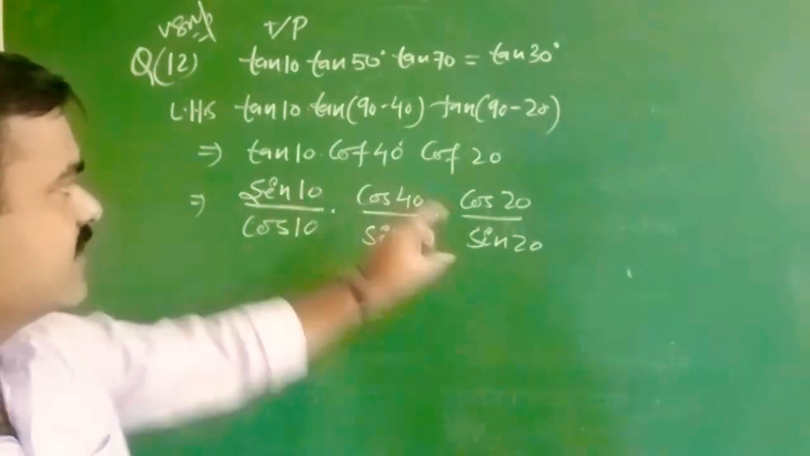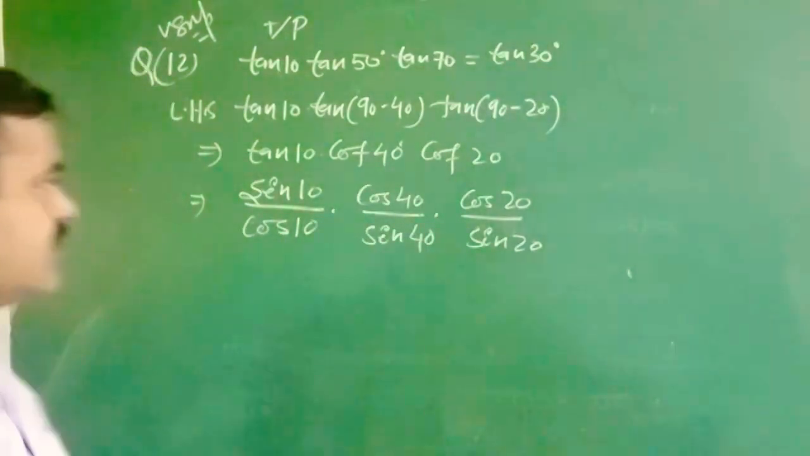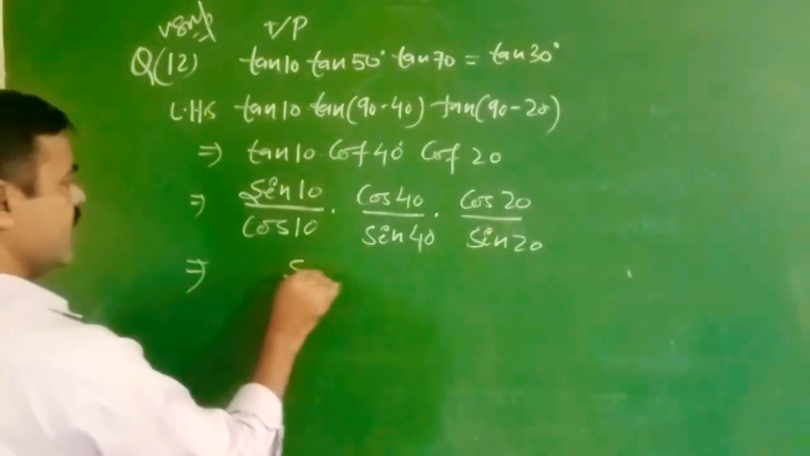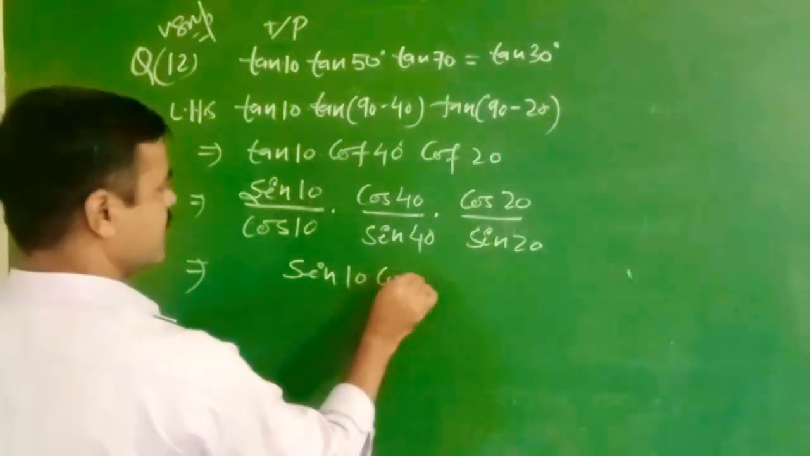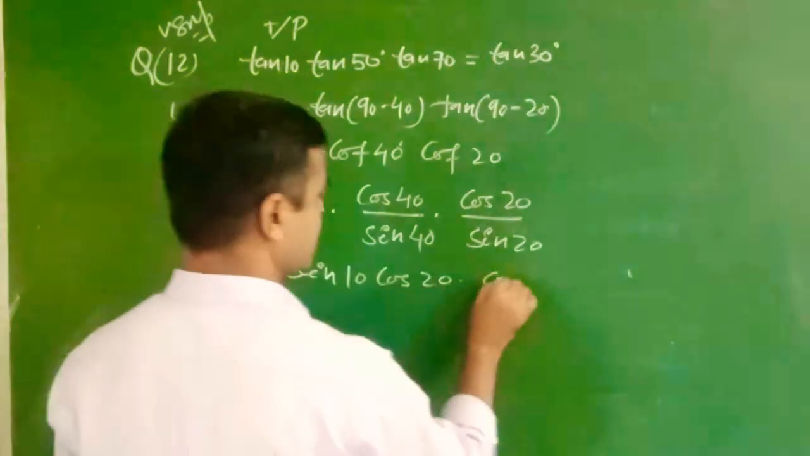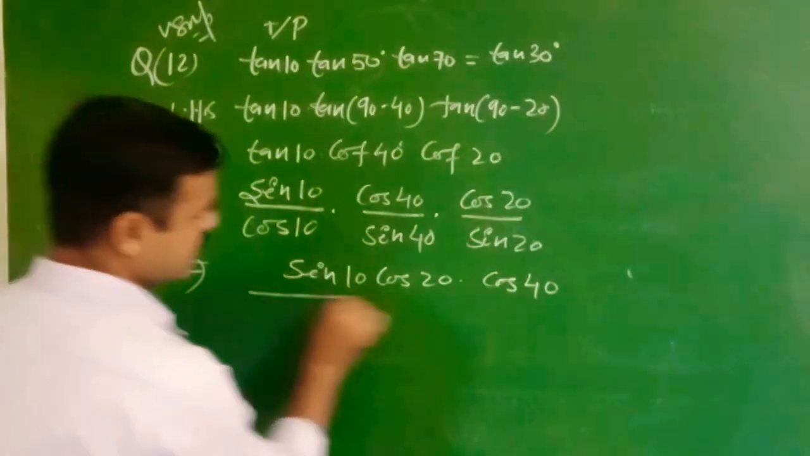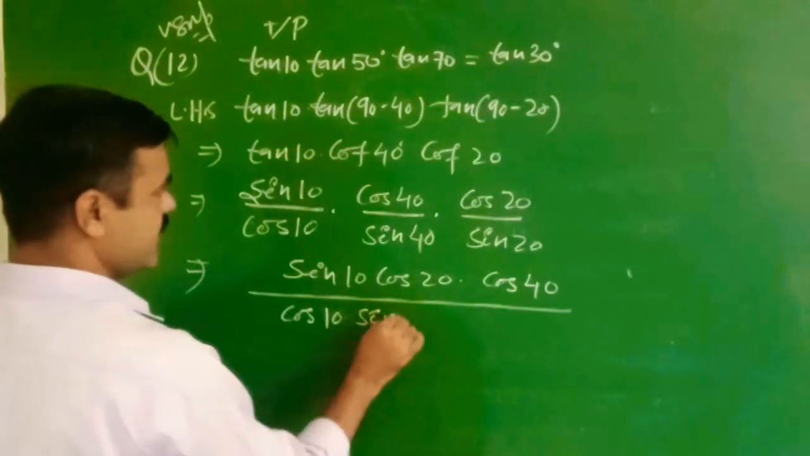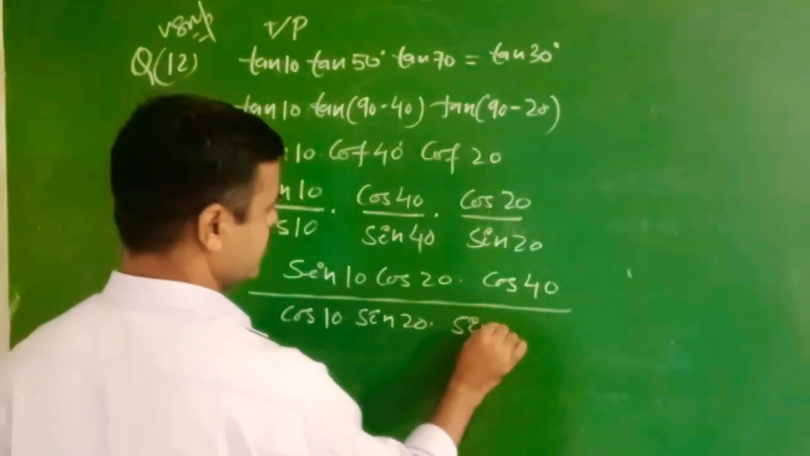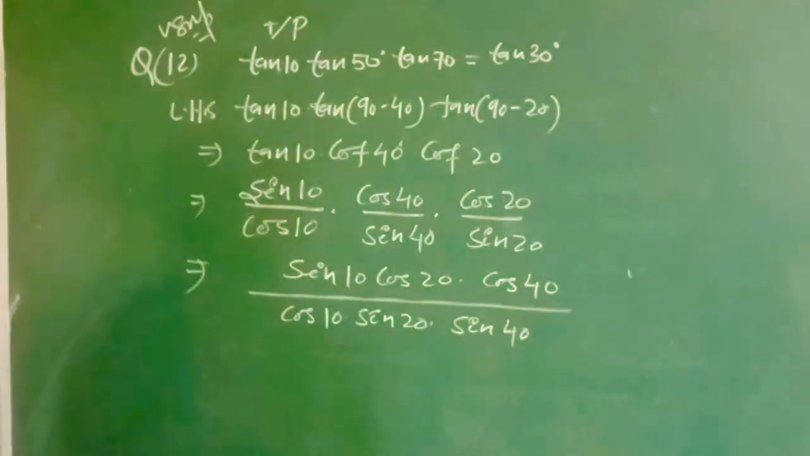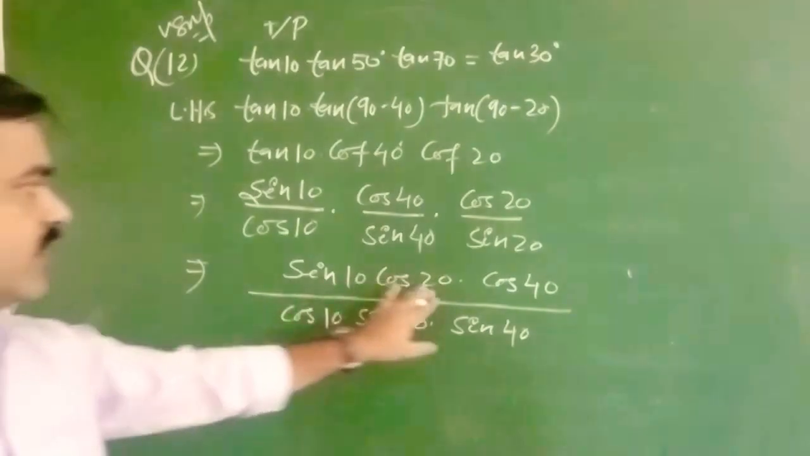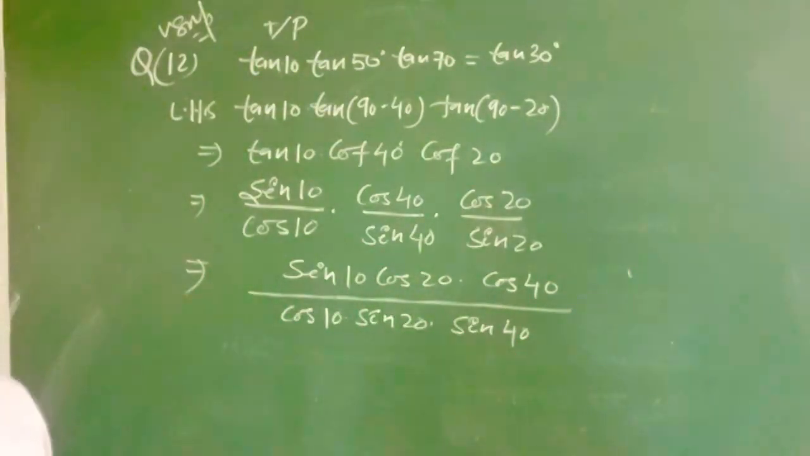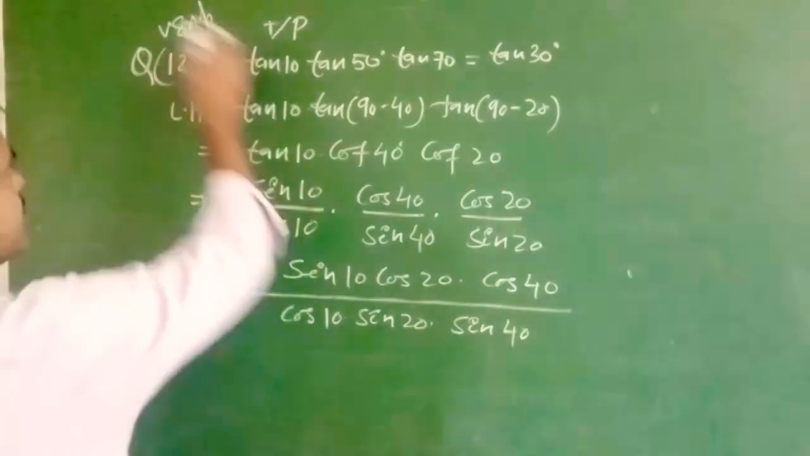Now here just arrange this into a sequence. So I am going to arrange this. I am writing the sin 10 cos 20 together and cos 40 here, and in the denominator cos 10 sin 20 and sin 40. Here I have written in a sequence 10 20 40, 10 20 40. Clear? Come to the next step.